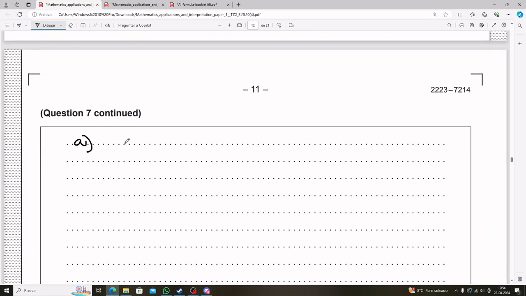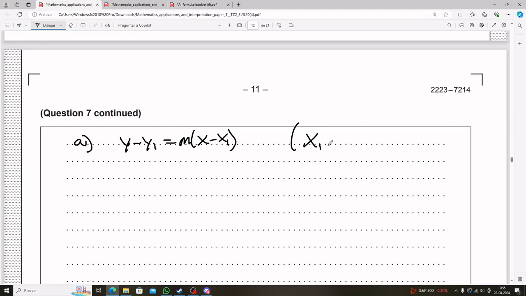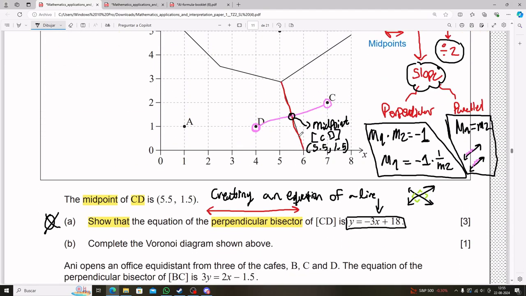So for part A, I know I need to use the point slope formula. Here's the point slope formula straight from the formula booklet. I know that I need one set of points, and I know that I need the slope. Okay, that's all I need. Now, this is for the line in red.